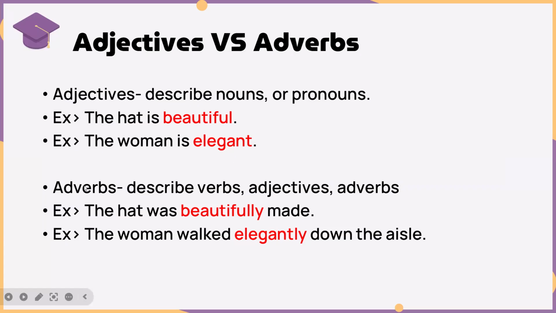Good. For the adverbs, adverbs are used to describe verbs, adjectives, and other adverbs in a sentence. For example, the hat was beautifully made. Beautifully is describing the manner, so it's the way that the hat was made. The woman walked elegantly down the aisle. So this elegantly is describing the way that the woman walked, so it's describing the verb in the sentence.